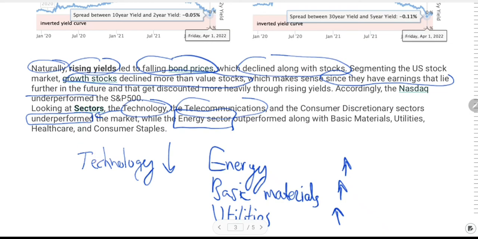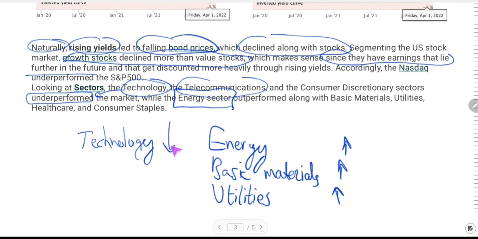In terms of sectors, the technology sector is going down. Energy is actually outperforming, not necessarily going higher, but outperforming the technology. If in the past the technology was outperforming the energy, the basic materials and the utilities, when we had an environment of low interest rate, now that we have an environment of high interest rate, we have the energy, the basic materials and the utilities outperforming the technology sector.